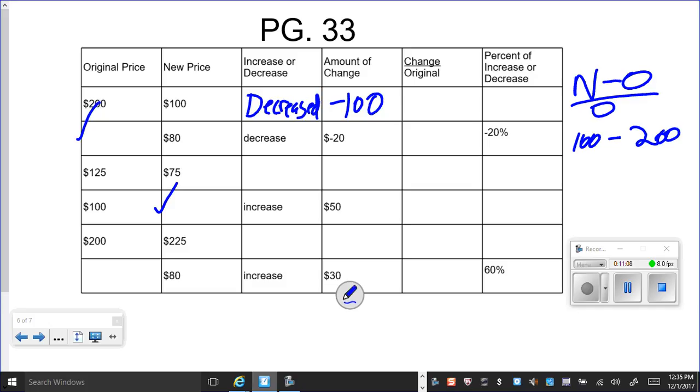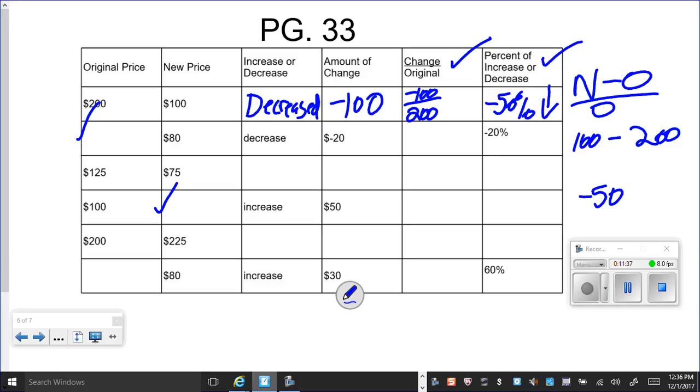Now that we know it's decreased and it changed by a negative 100, to get our percent of change, we have to give our ratio of change over original. So negative 100 divided by 200. What does that give us? That gives us negative 50%. So that's what we're going to write there, negative 50%. And you can write an arrow down for the amount of decrease.